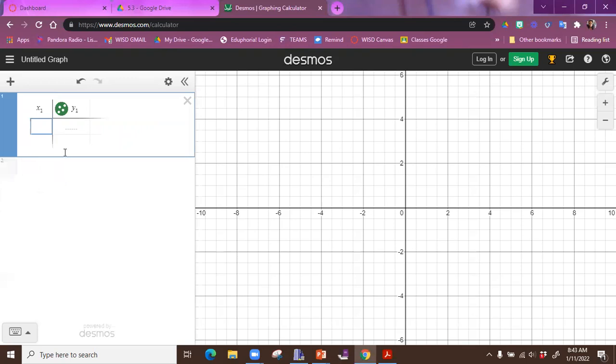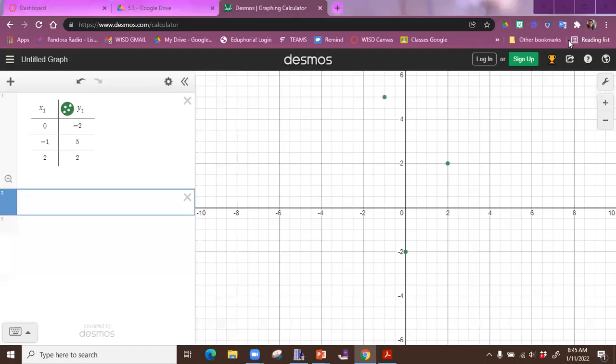And I'm going to input my values, and my values were 0, -1, +2 were my x's, and my y values are -2, 5, and 2. I'm going to pause right here so that we all can get to the same screen. Okay, so now you're just going to click in the box, the second box. And in the second box, you're going to type in exactly what it says.